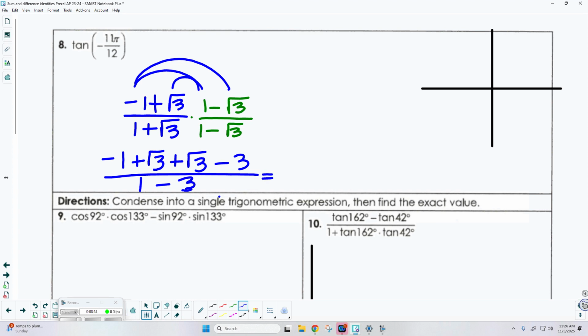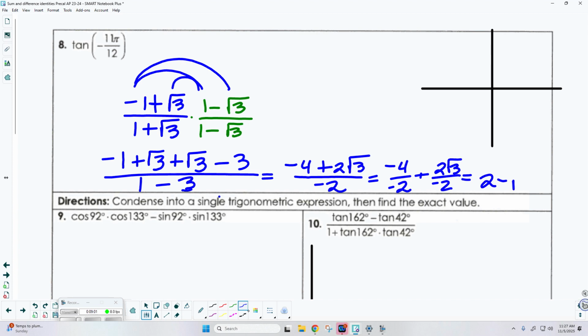Okay. And then we'll go ahead and combine our like terms here. Looks like I've got a -4 plus a 2 root 3 over a -2. And the -4 and 2 can simplify with that denominator, so I'm going to break it apart. So this will be a -4 over -2 plus a 2 root 3 over -2. So it looks like I should be getting 2 minus the square root of 3.